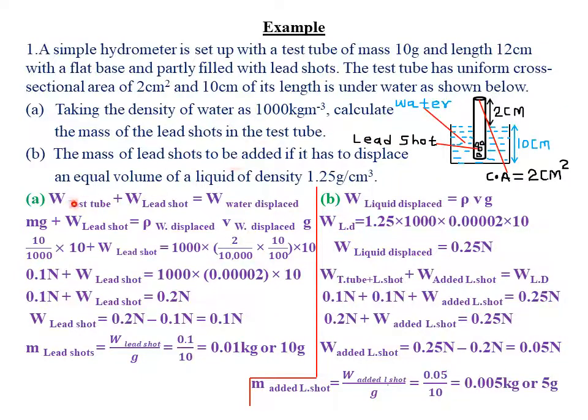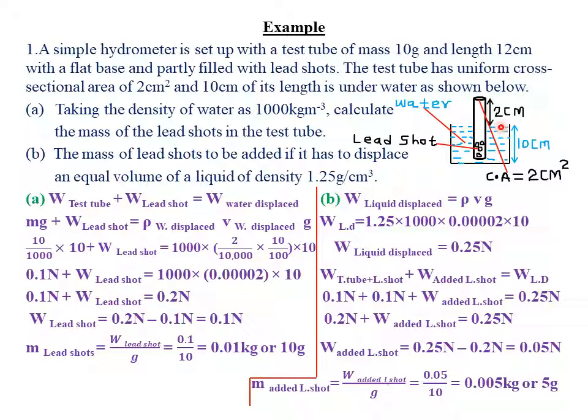So the weight of the test tube plus the lead shots represents the sum of the downward forces. The downward forces will be the force due to the weight of the test tube plus the weight of the lead shots that are within that particular test tube. Remember that weight will always act downward. So, total downward forces will be the weight of the test tube plus the weight of the lead shots that are placed within the test tube to keep it floating upright. Then the upward force, of course, will only be the upthrust force.